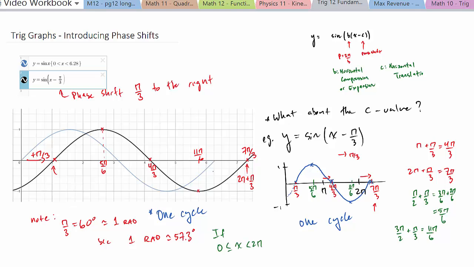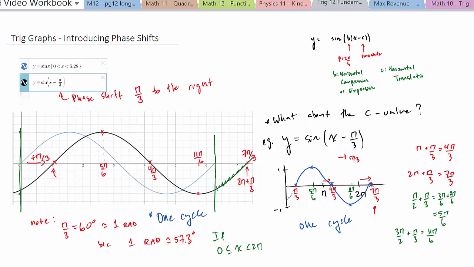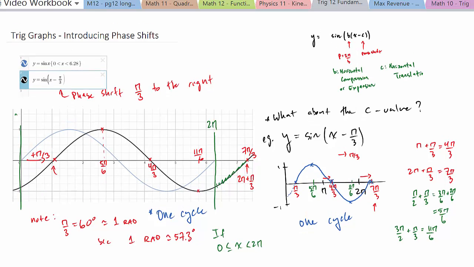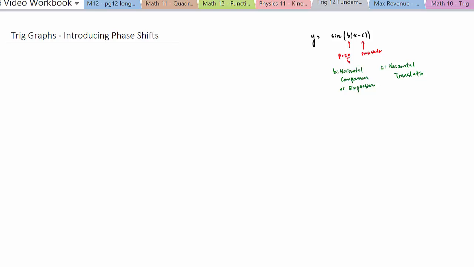Notice, had they told us to restrict it between 0 and 2 pi, we could have. It just wouldn't have started right in the middle like we're used to. So it kind of depends on what they're asking us and how we sketch it, if they want one cycle or if they want it between 0 and 2 pi.